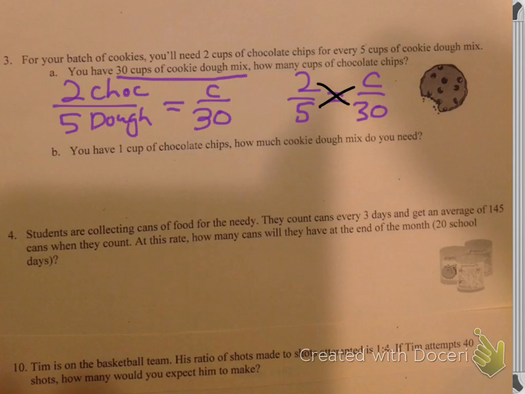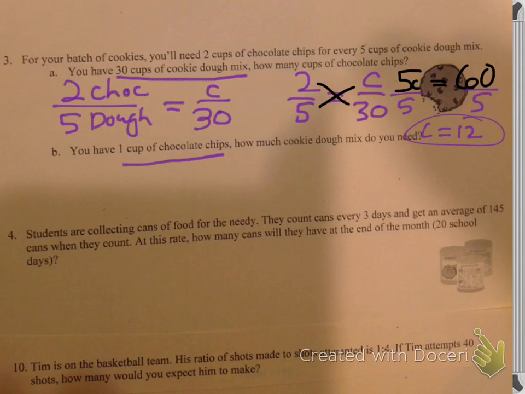Multiply here, multiply there. 5C equals 2 times 30, 60. Then you divide. C equals 12. Awesome. Okay. Push pause and try part B. Or just watch me. But you're going to learn more if you try it yourself.